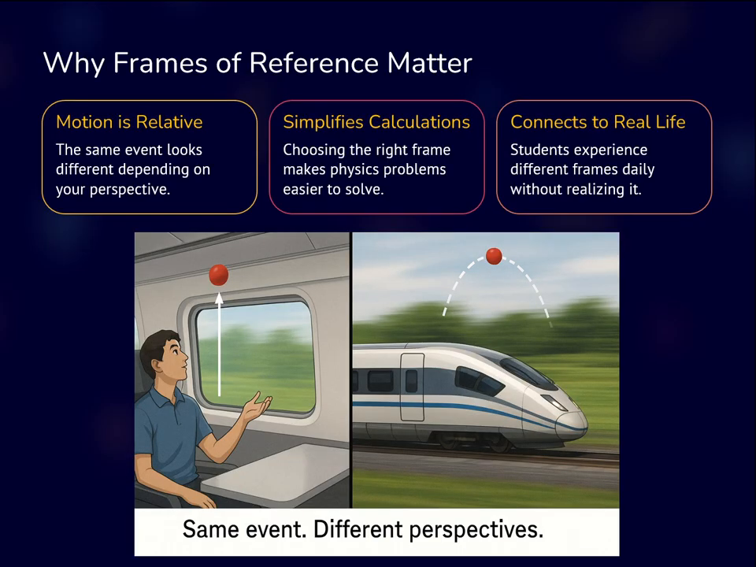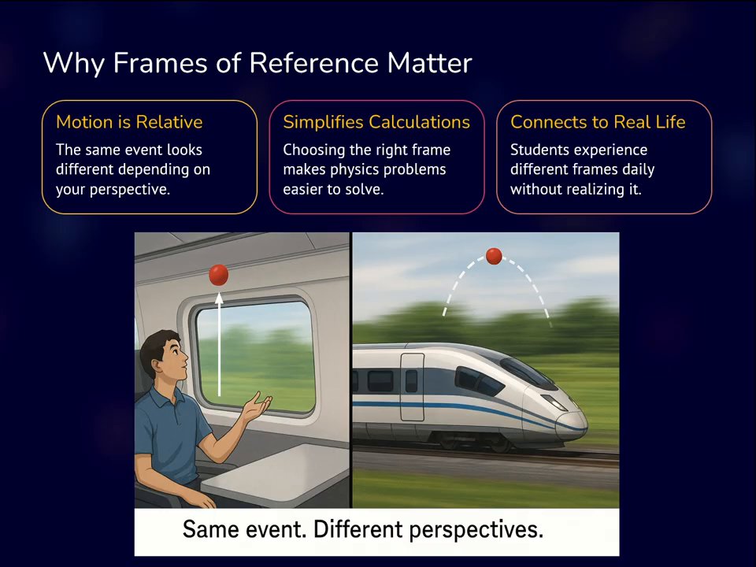One of the most profound ideas in physics is that motion is in fact relative. That means the same motion can appear very different depending on your viewpoint. So let's walk through an anchoring event that really illustrates this. Imagine you're on a high-speed train traveling at 300 kilometers per hour. You toss a ball straight up. What happens? From your point of view, which is inside the train, the ball goes straight up and comes right back down into your hand.